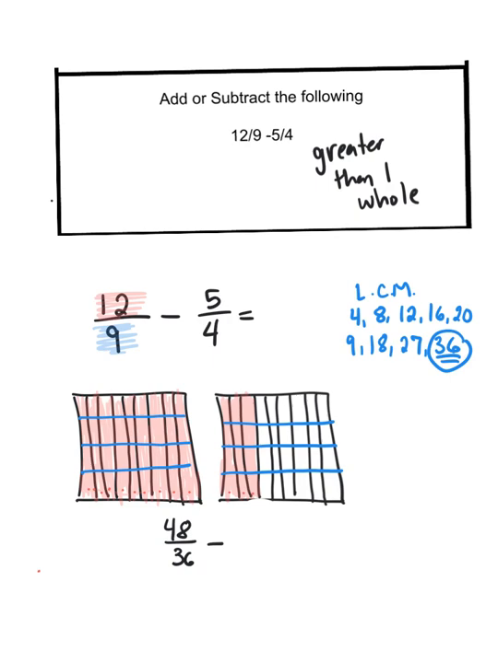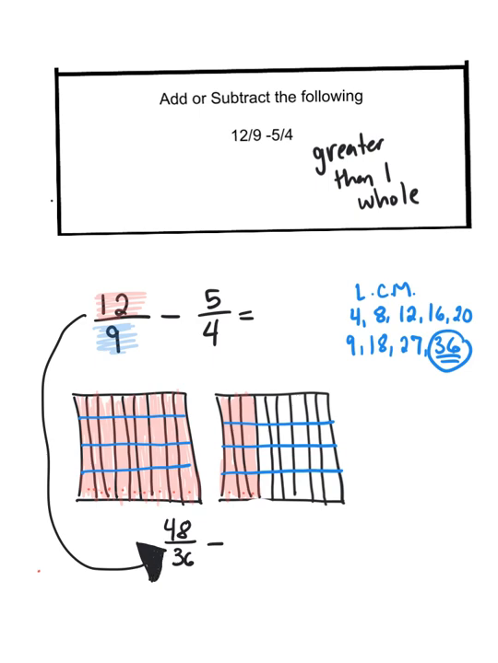And I know I'm kind of on the right track here because my improper fraction, where I converted 12 ninths to 48 out of 36, I still have an improper fraction. My numerator is still bigger than my denominator, so that makes sense.